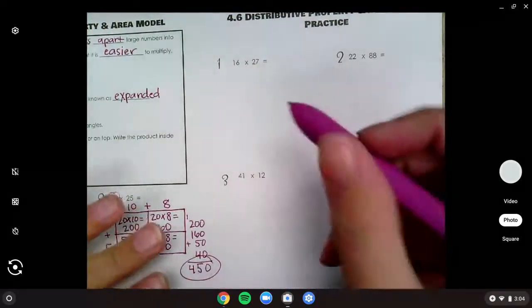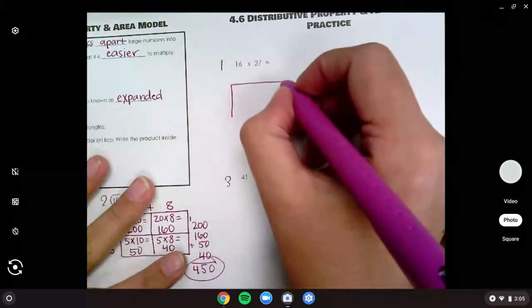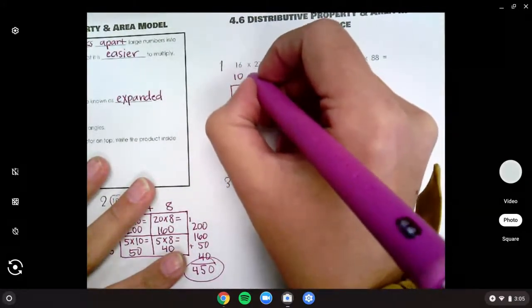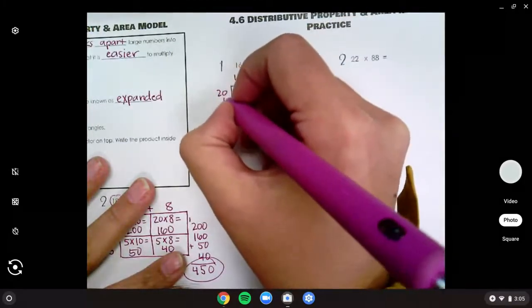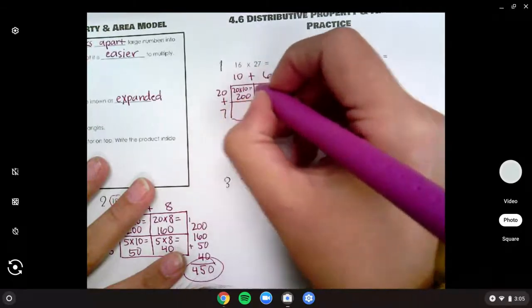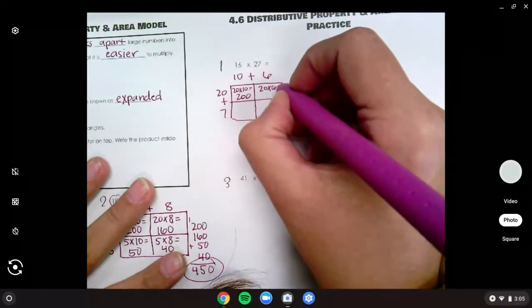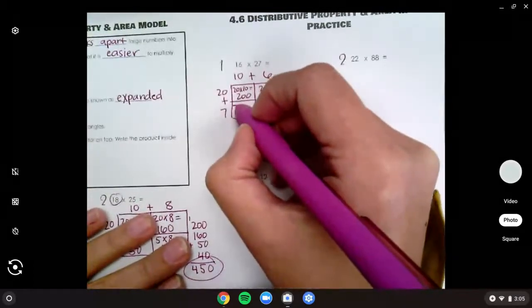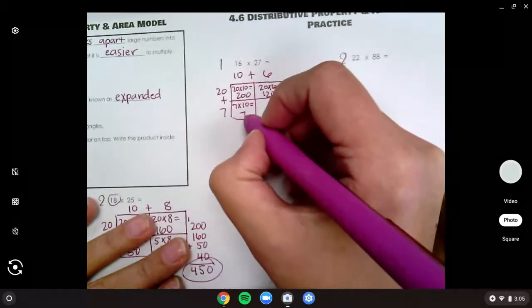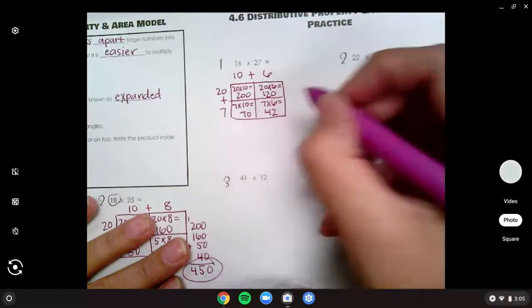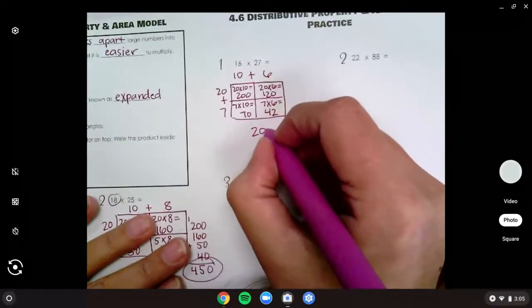All right, so we should have split this guy up into 10 plus 6 and 20 plus 7. 20 times 10 equals 200. 20 times 6 equals 120. 7 times 10 equals 70. And 7 times 6 equals 42. Line them up to add.